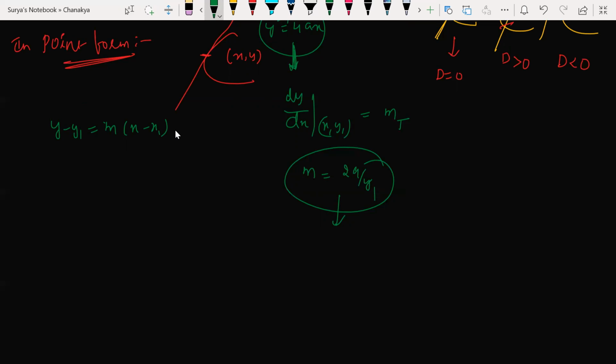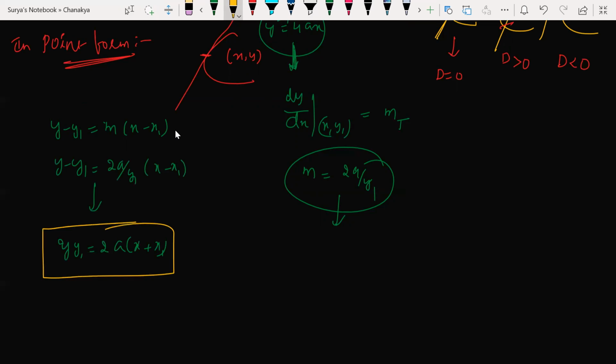So now substitute here y minus y1 is equal to 2a by y1 into x minus x1. If you keep solving and simplifying this, आपको within 2 to 3 steps, this is your answer. Okay, this is the tangent equation in point form. Clear?